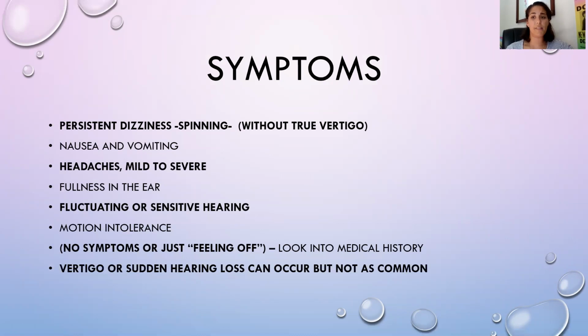So, symptoms of this disease, illness, affliction: pretty much it's persistent dizziness without true vertigo. So you're never completely spinning, but you're still going to feel the little residual effects of vertigo. Nausea and vomiting are very common. Headaches, which can range from mild to severe. You could feel fullness in the ear, and this is kind of on and off. There's no real scale on how severe that has to be in order for it to be a fistula. Fluctuating or sensitive hearing could also be a symptom.